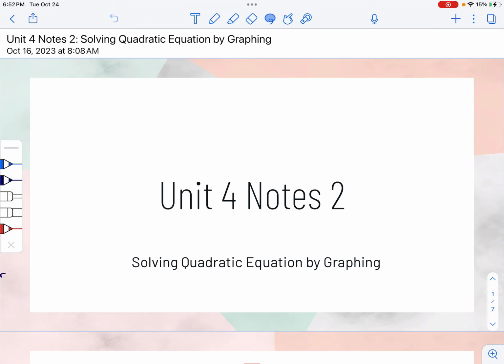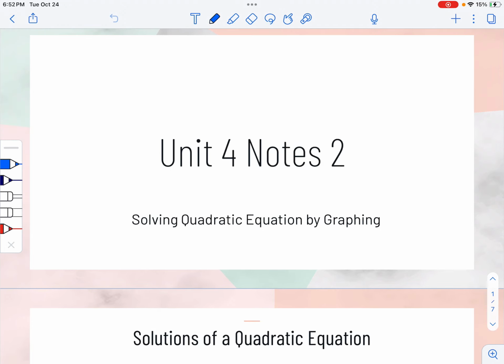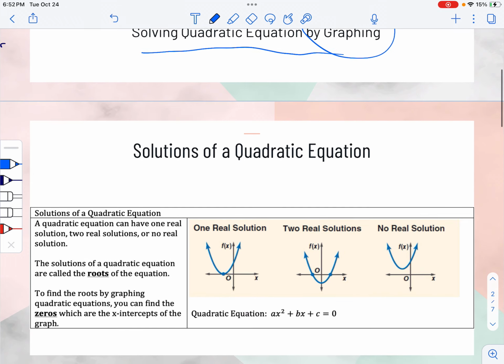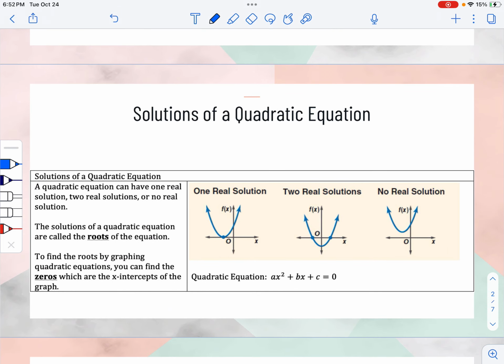This is your well-rounded math teacher, Mr. Picard, and today we are going to solve quadratic equations by graphing. Kind of what we did yesterday, but we're going to talk about solutions to these quadratic equations and where they show up on the graph.